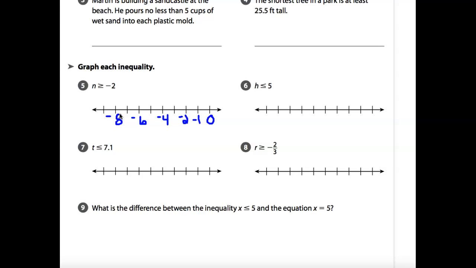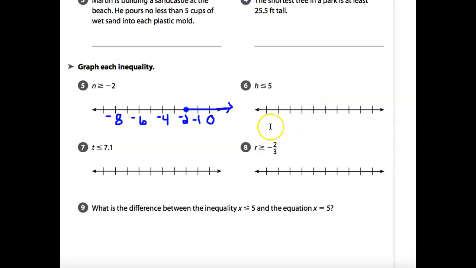All right, so number one, it can be equal to -2. So when it's equal, we are going to shade in that dot. All right, and then it says greater than. So our line has to go this way because it's greater than. Okay, you see that?